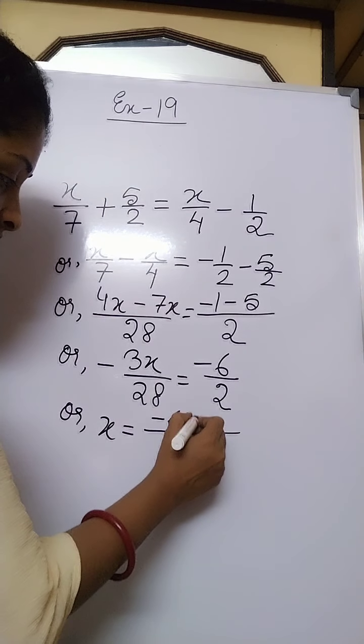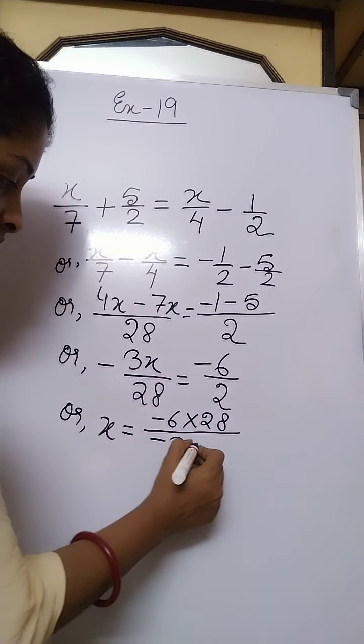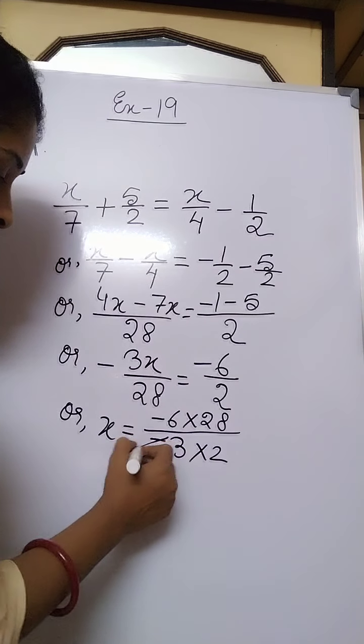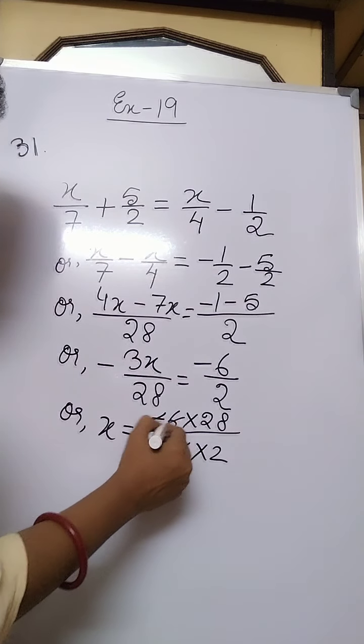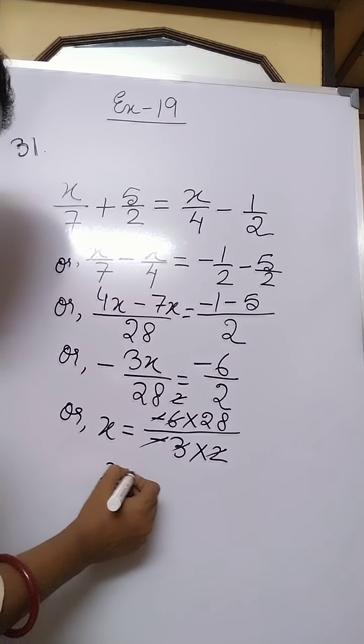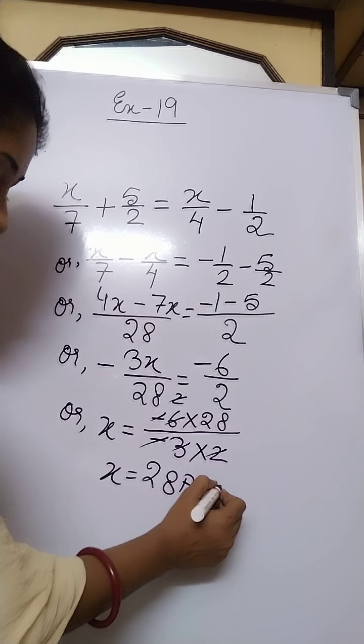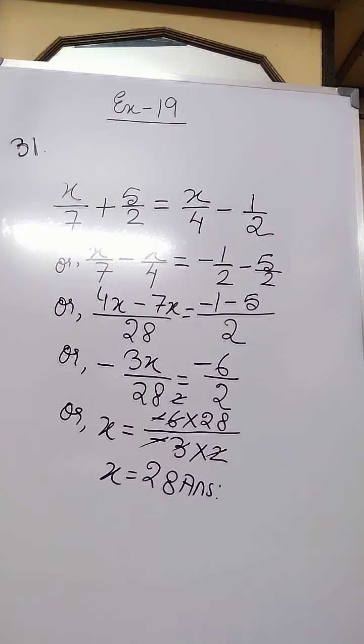So minus 6 into 28 by minus 3 into 2. Minus and minus will get cancelled. 3 2s are 6. 2 and 2 will cancel. So x is equal to 28. This is the answer of sum number 31. Take the screenshot of this because now I will proceed to sum number 32.